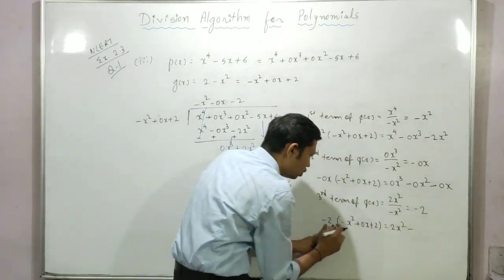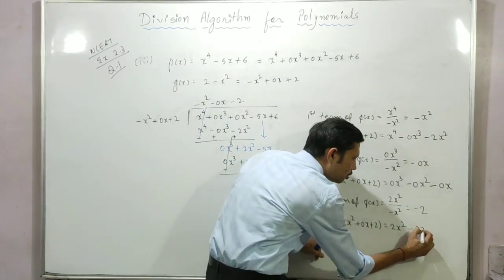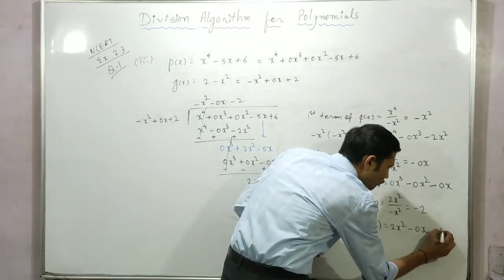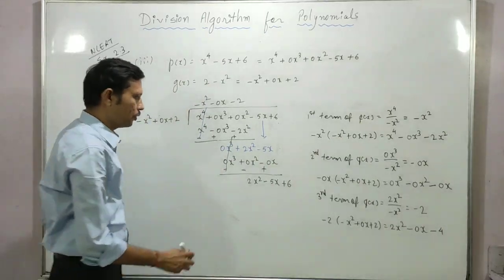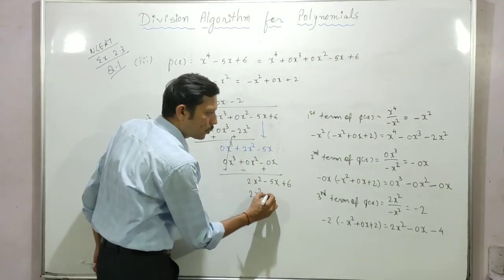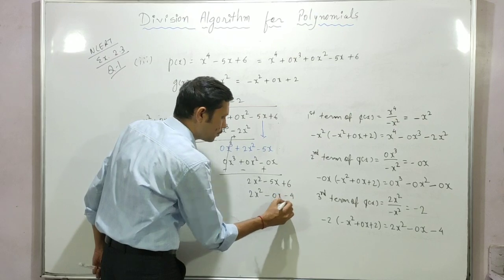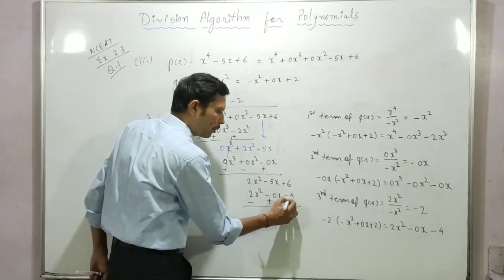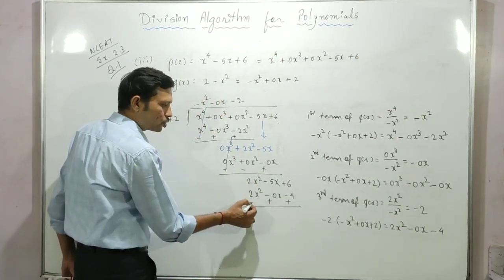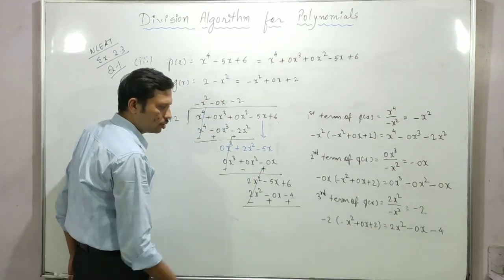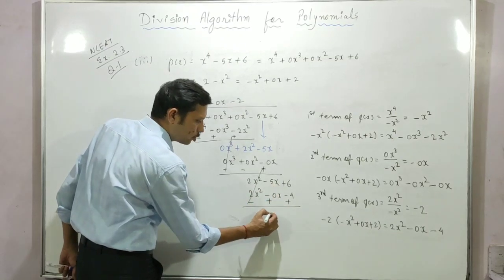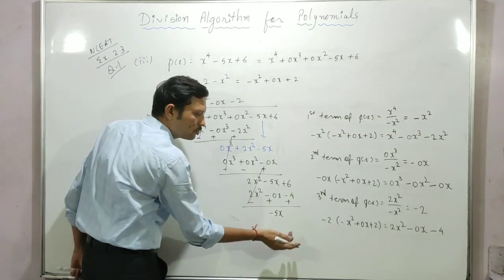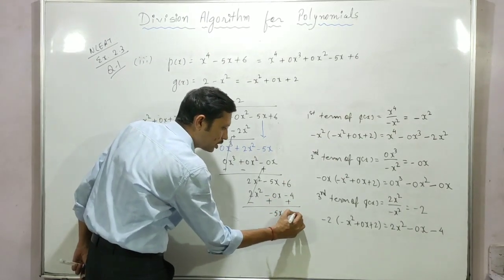plus minus minus 2 multiply with 0, so 0x, minus plus minus 2 2s are 4. Understood, bachcho? So we have to write down here 2x square minus 0x minus 4 and make it subtraction. So plus becomes minus, minus becomes plus, and minus becomes plus. Okay, so plus 2x square minus 2x square, it cancels out. Minus 5x, here it's 0x, so we have to write down only minus 5x. 6 and 4 both have the same sign, so it's addition, plus 10.